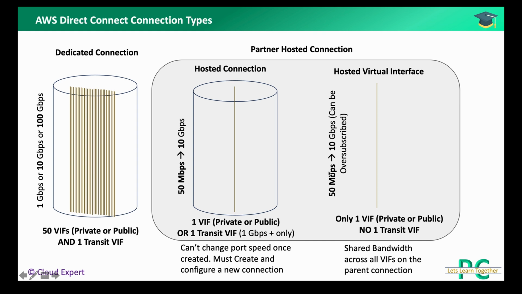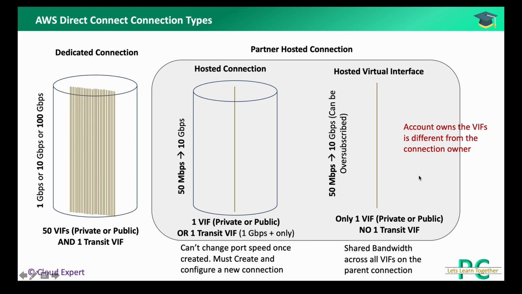There is another option, hosted virtual interface. If you see in the other two diagrams, there was a connection router. In hosted virtual interface, the connection router was not available. Here again the port speed could be 50 Mbps to 10 Gbps. And one point to be remembered here, the account who owns the VIP is different from the connection owner.